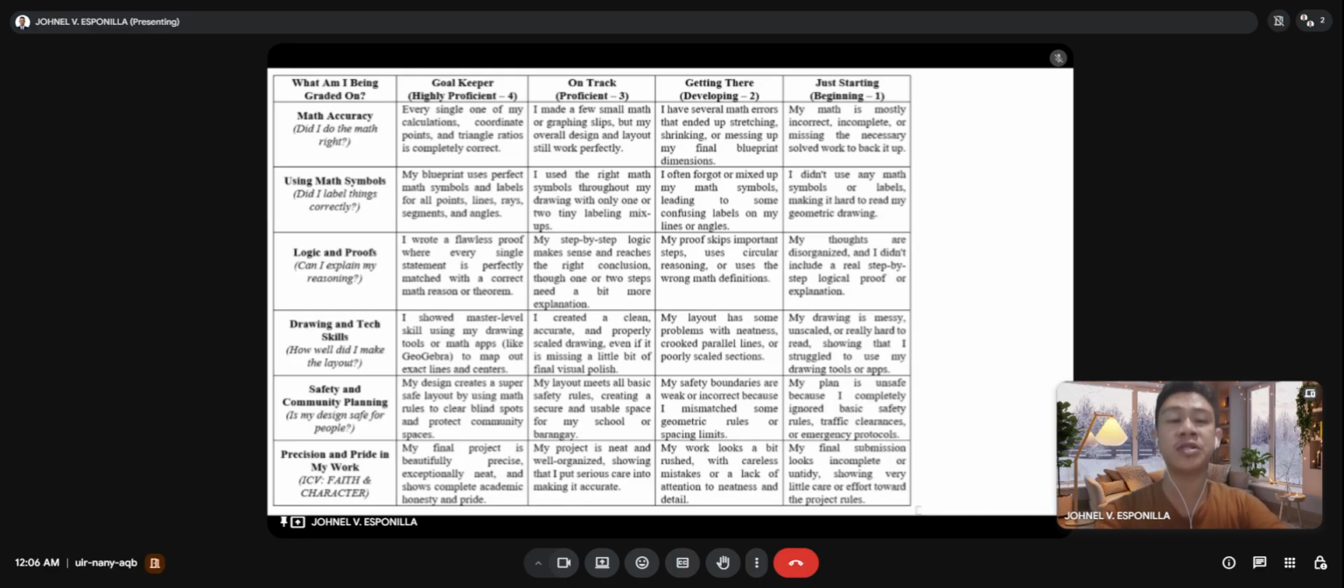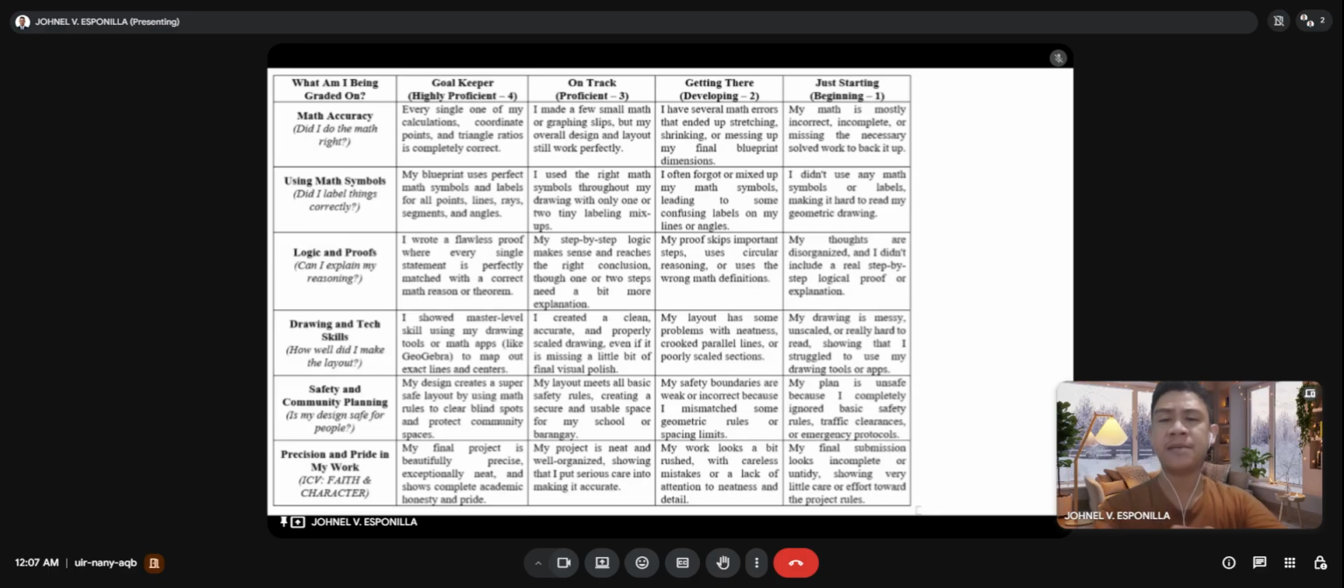For the third criteria, logic and proofs. Can you mathematically justify your layout's design? To get a 4, your written defense must be a flawless step-by-step deductive geometric proof. Every single structural claim you make about safety or layout must be paired with an official geometric postulate, definition, or theorem. The downside: skipping logical steps or using circular reasoning means you are just guessing rather than proving, lowering your score.